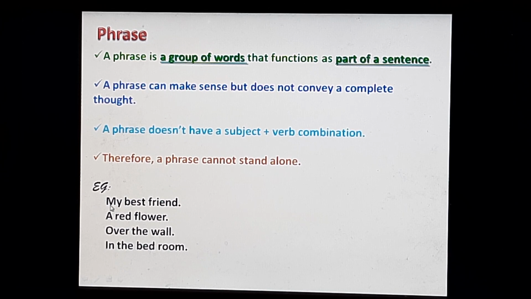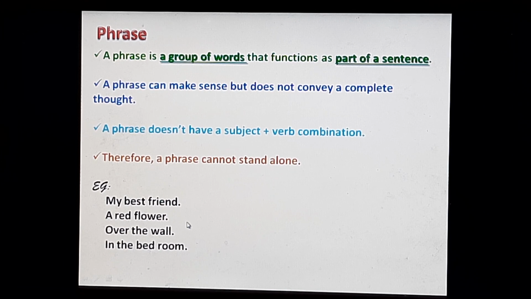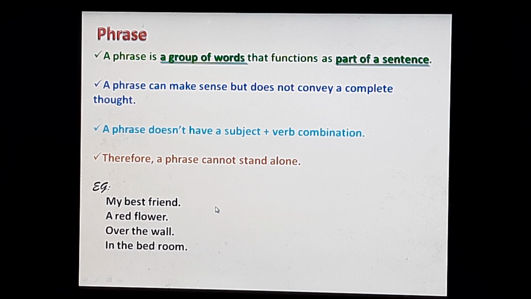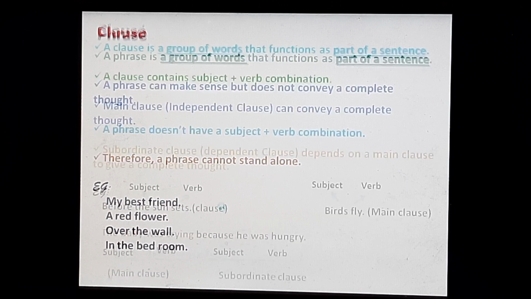Now, let's see the examples. My best friend, a red flower, over the wall, in the bedroom. Now, these phrases have little meaning but they don't have complete meaning, so they cannot stand alone. Therefore they are called phrases.